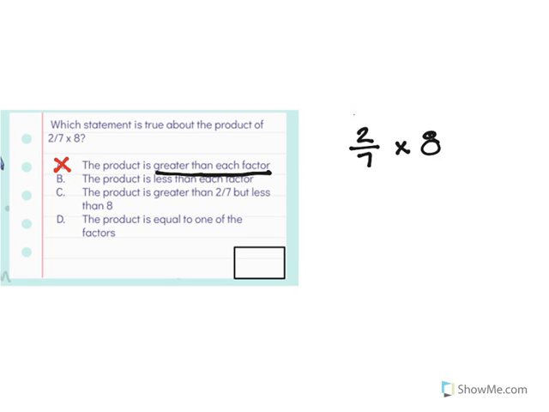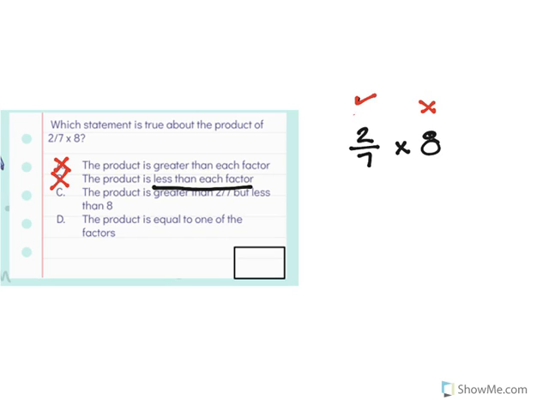Let's read B. B says that the product is less than each factor. Well, if it's going to be less than our original factor, then our scale factors would have to be less than 1. So let's check these. If we're comparing to both, that means both of these would have to be less than 1. I can see 2/7 is less than 1, but 8 is greater than 1. So B is incorrect.